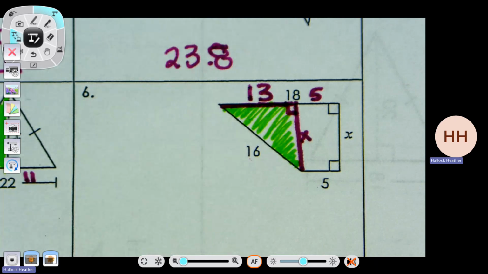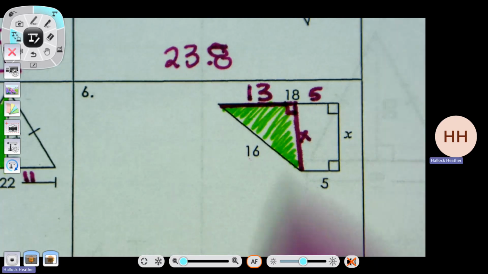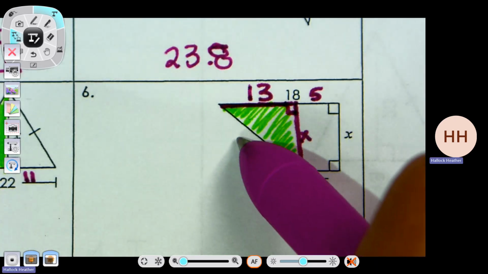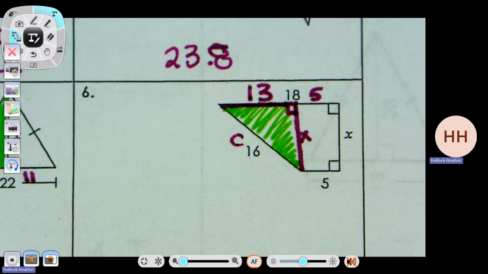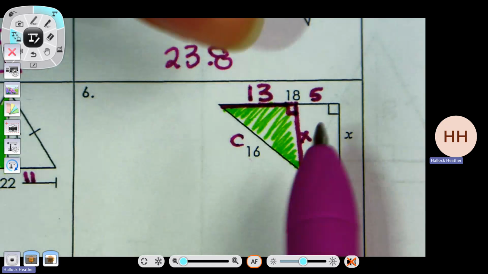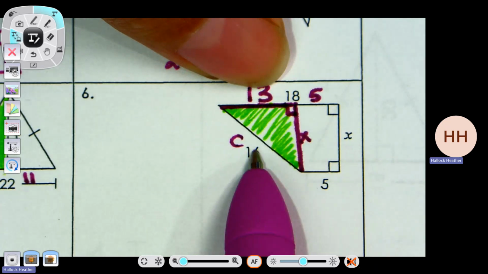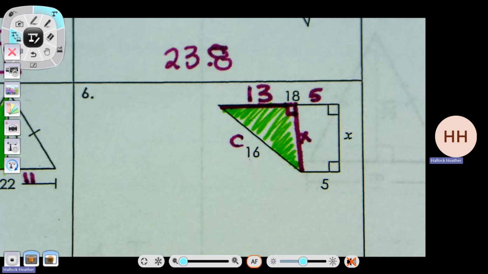Is it making sense in your brain? From your right triangle, across from your 90 degree, that's your C. So we are not using the 18. We are not using the 5. We are using 13, x, and 16 for the Pythagorean theorem. So take a second, write your equation, set up your Pythagorean theorem, only the numbers on the right triangle. Just because there's a 5 in the problem does not mean we have to use 5 in the Pythagorean theorem.